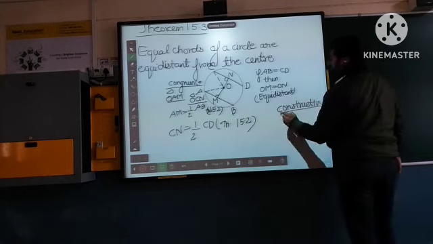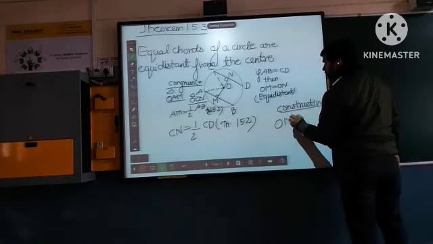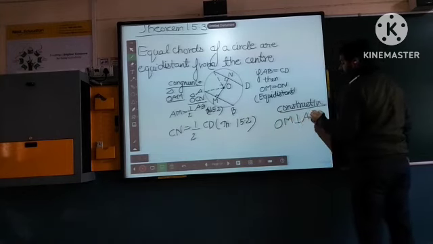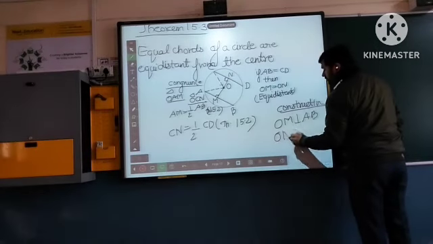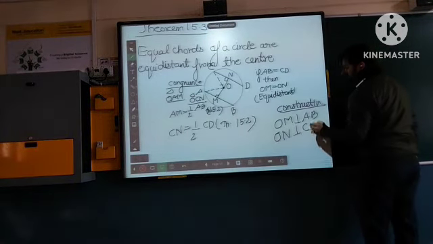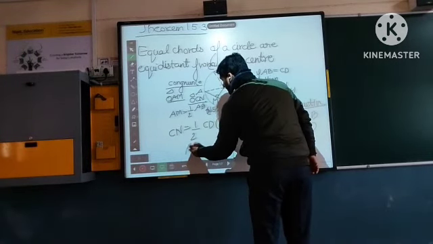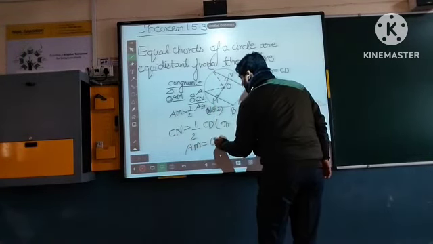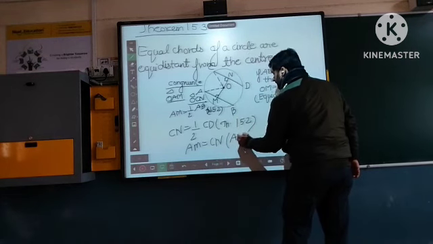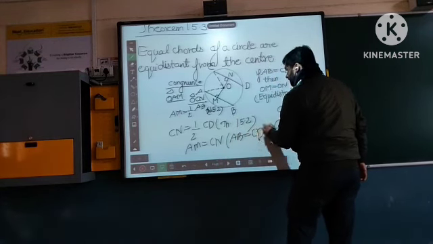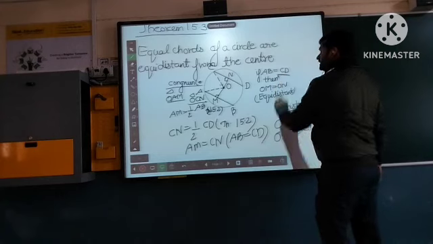The construction required here is: join OA and OC. So OM is perpendicular to AB and ON is perpendicular to CD. So you can say AM equals CN, since AB equals CD.